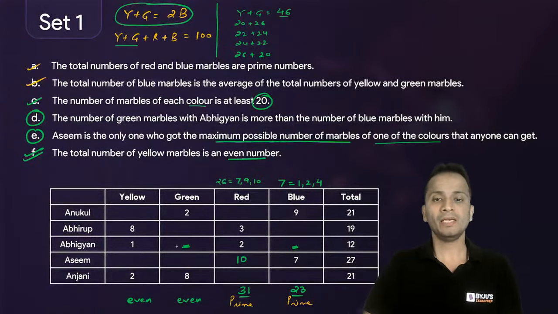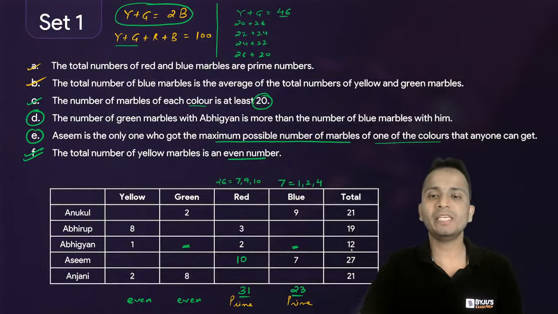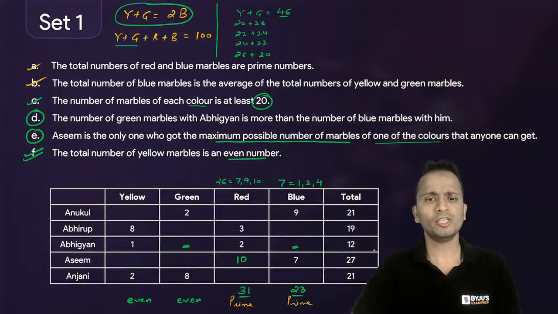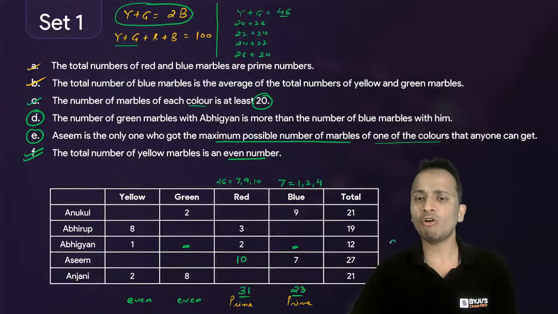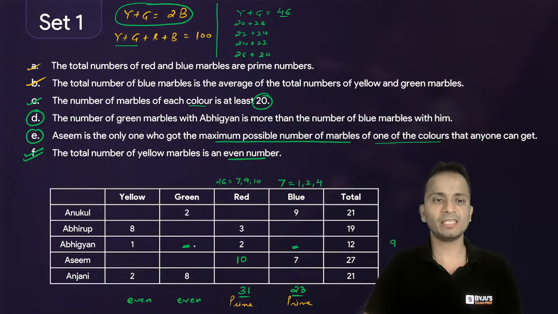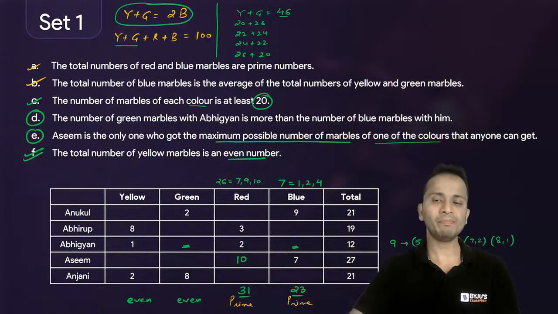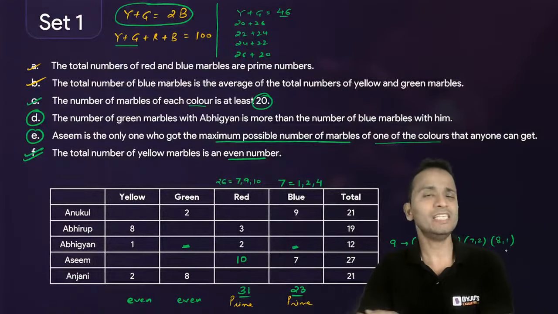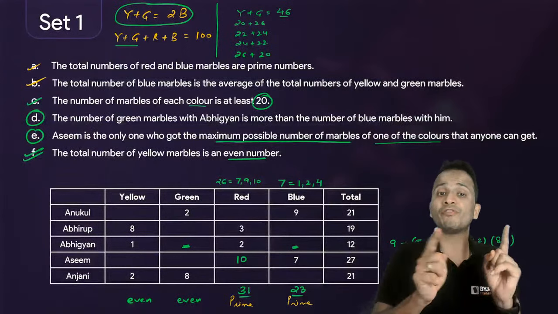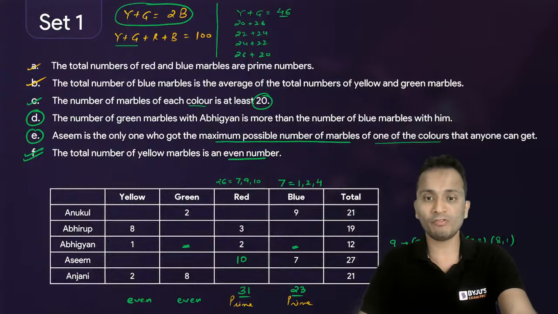All right. Now, total number of marbles with Abhigyan is 12, 1 yellow, 2 red. Okay. So 3 marbles are gone. Out of the remaining 9, it is given that green is more than blue. So possibilities can be 5, 4. Okay. 6, 3, 7, 2, 8, 1. So 9 can be written as the sum of two numbers in these four possible ways such that the number of green marbles is greater than the number of blue marbles.